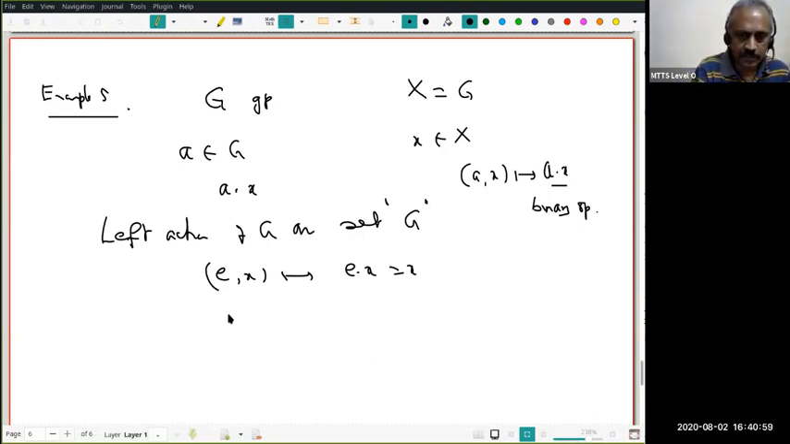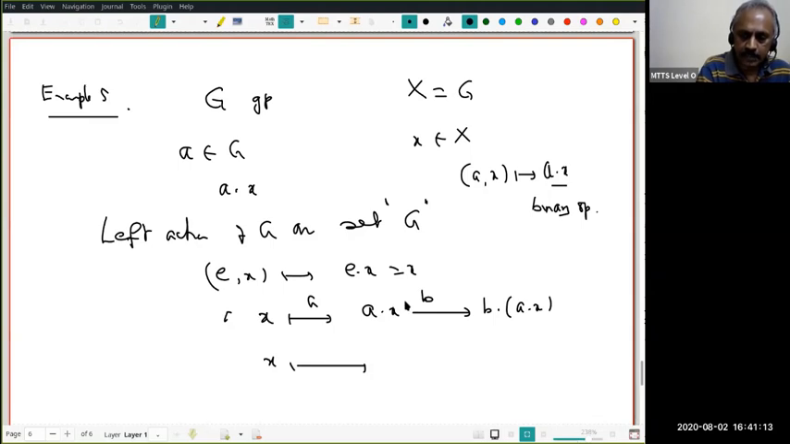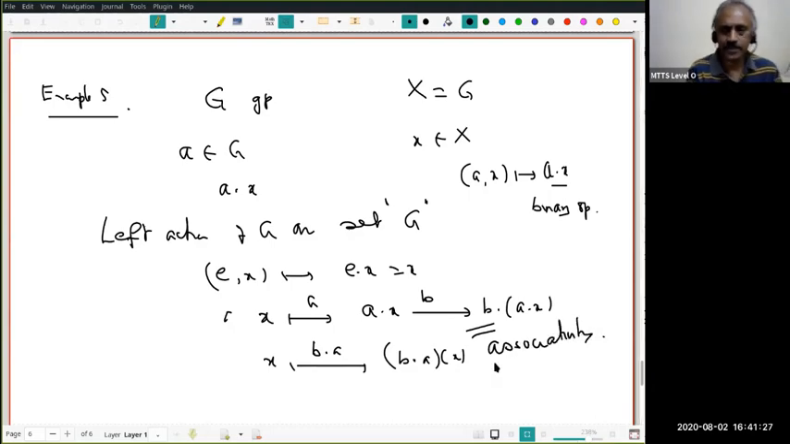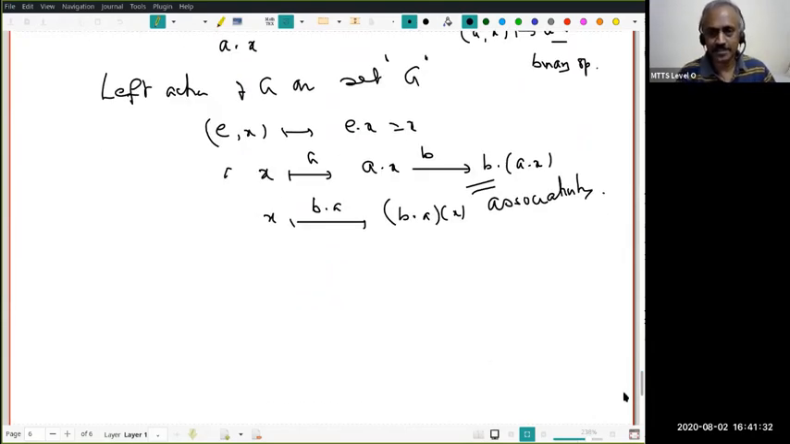Now let's look at what happens to x under A. It will go to A dot x. Under B, it will go to B acting on A dot x. You understand that? Now I have A, B, therefore I have to look at the combined element B dot A. Where will it go? It will go to B dot A acting on x. Are they equal? Yes, they are equal because of associativity of the binary operation. That's why even in the case of general group action, I said it is something like associativity, even though it's not a very correct way. Do you understand this?